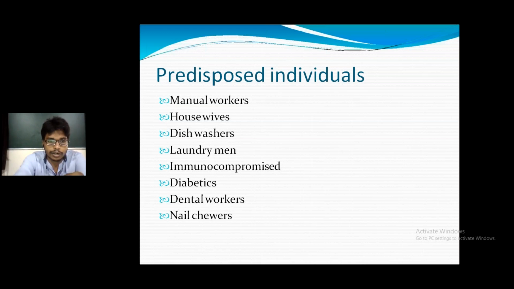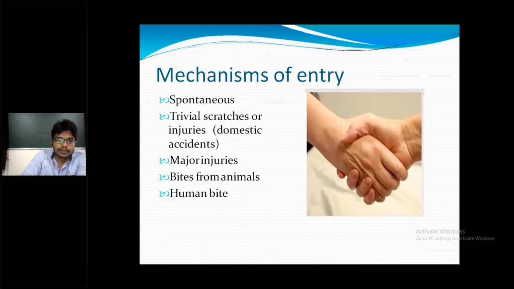Dishwashers, laundrymen, immunocompromised. Immunocompromised are those having diabetes, HIV, and so on. And dental workers, those who use sharp objects frequently, so the nail gets infected. And nail chewers, maybe 1% of you are also nail chewers, eating their nails. While eating their nails, they eat their skin also, and organisms enter through the breaches, and infection will be there.